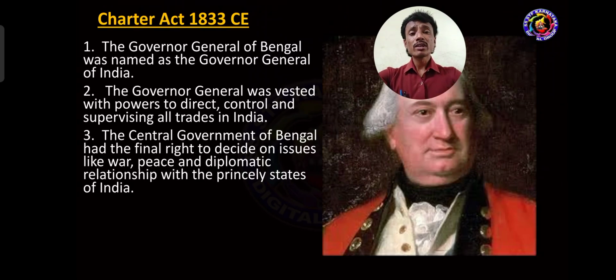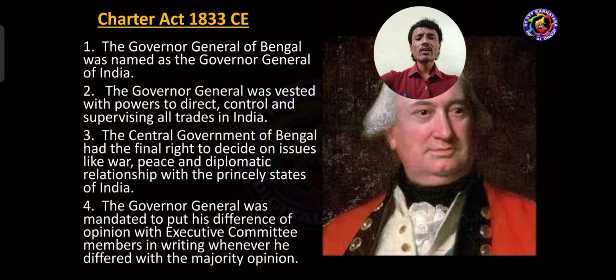Got it? So the central government had the power and final right to decide on different and various problems like war and peace and diplomatic friendly relationships with other princely states, but not any other states. This was possible only for Bengal, because Bengal had the central government under the Charter Act of 1833.